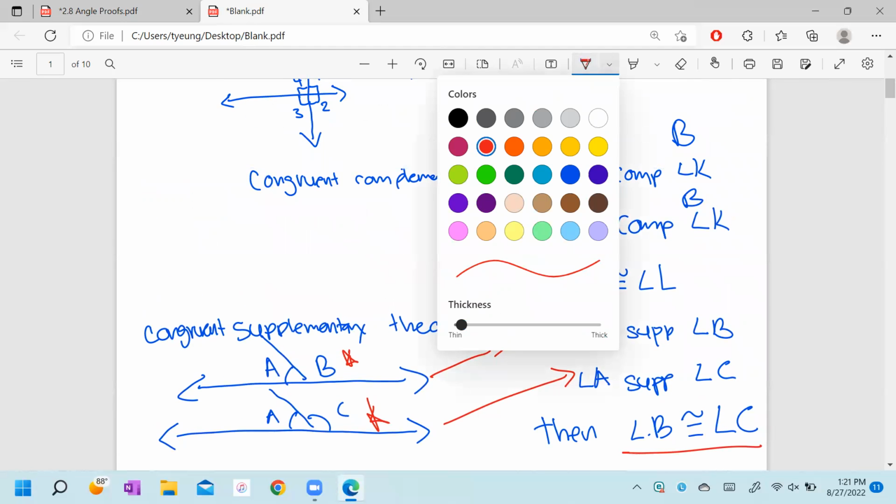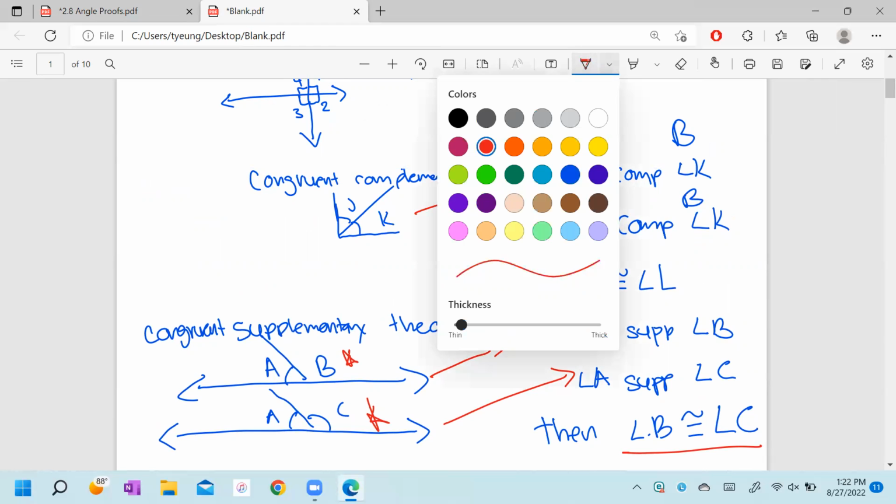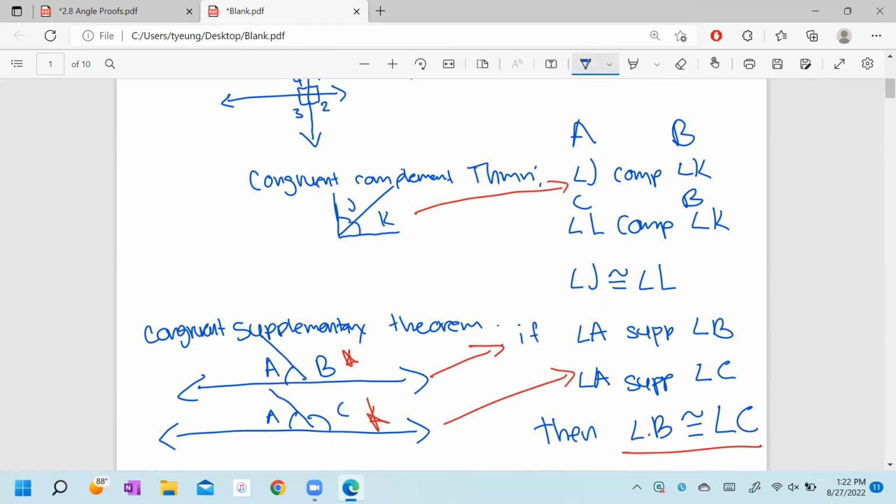Same idea over here. Let me just go back to the complementary example for you guys. So if angle J, right, this is angle J, this is angle K. So if angle J and K are complementary, and we have angle L and angle K, right? We have K over here and K over here, and because they're both K, they're equal to each other. So their angles are the same.